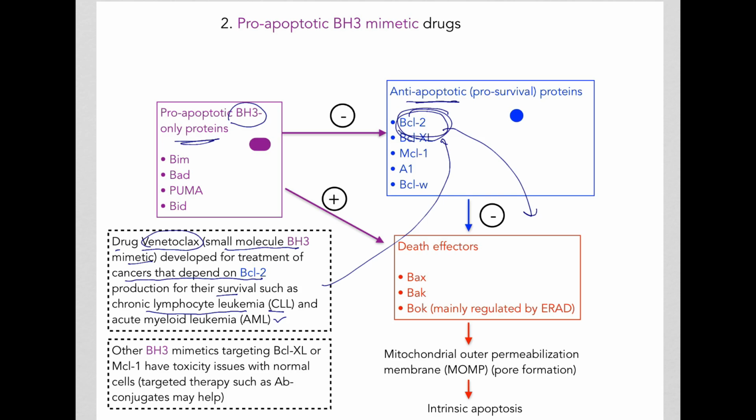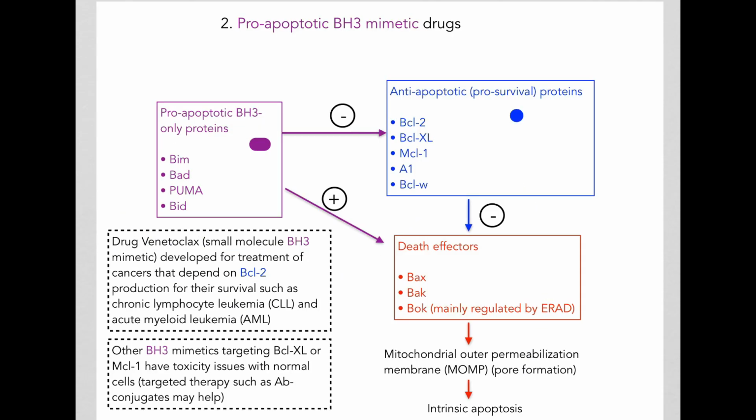So by giving this BH3-only mimetic drug, it is going to go and inhibit the BCL2. And if it inhibits the BCL2, now these cancer cells are going to go through apoptosis and die.